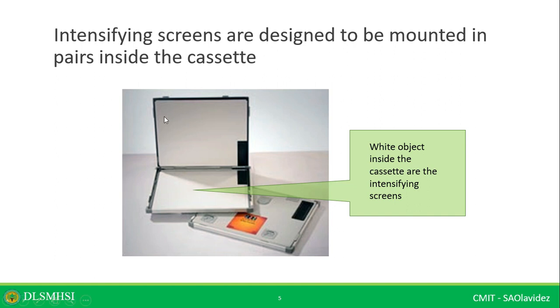Now, the pairs of intensifying screens are actually mounted inside the cassette. So the white object here that you see are the pairs of intensifying screens. Now they are mounted both on the front part of the cassette and the back part of the cassette. So it might look like an ordinary cardboard, but believe me, this is a very, very special device.